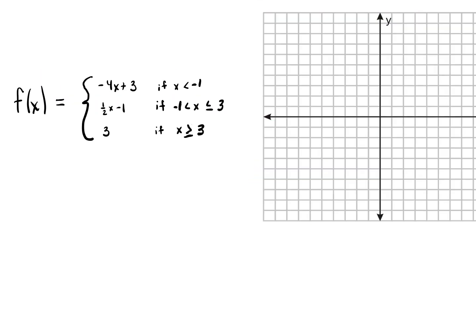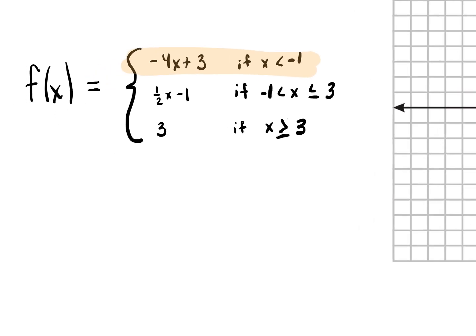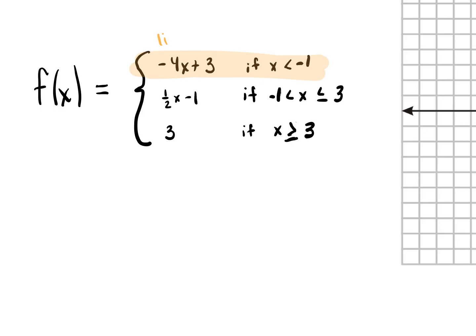Here we have 3 pieces, but we're going to do the same thing. So we're going to start with the first one. What do you think the shape of the first one's going to be? It's going to be a line. It's just x to the first power, so it'll be a line. What number am I going to plug in first?